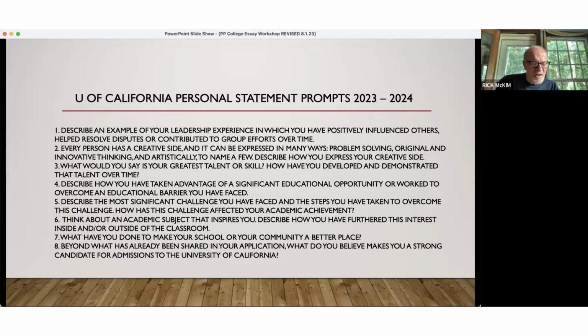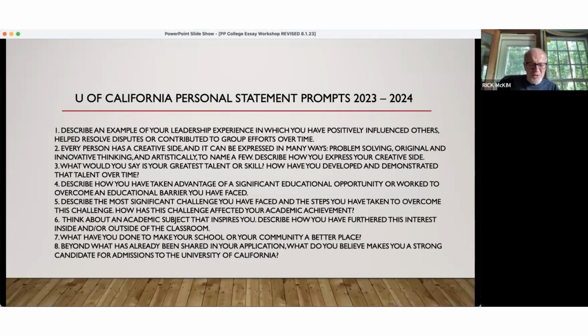Similarly, number 2: every person has a creative side, and it can be expressed in many ways, not just artistic, but innovative thinking and so on, problem solving. Describe how you express your creativity. So there again is a more specific and self-analytical question that asks you to dig a little deeper into yourself and recognize and be able to discuss the sources of your creativity and what kind of creativity you have as an individual.